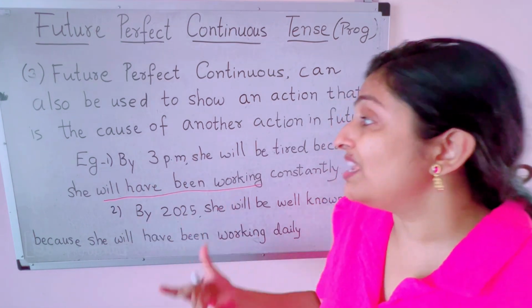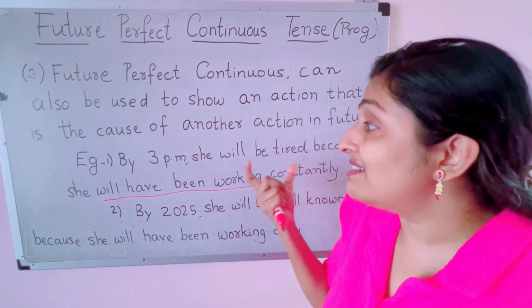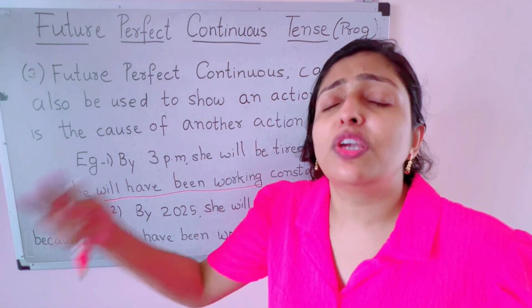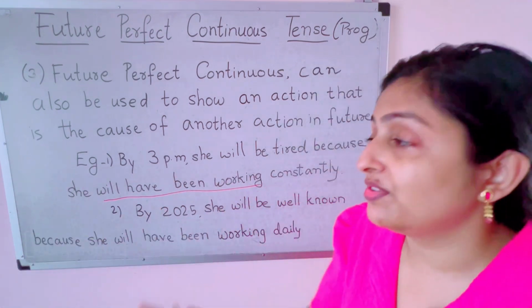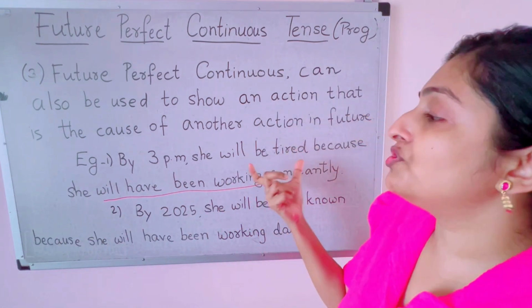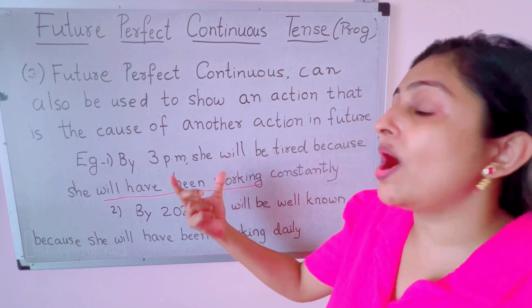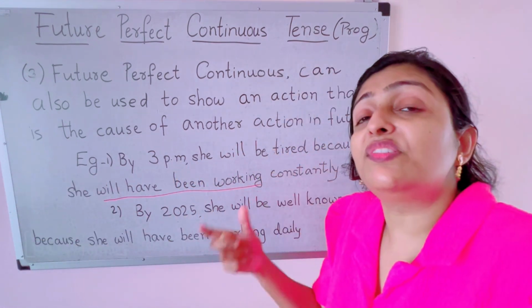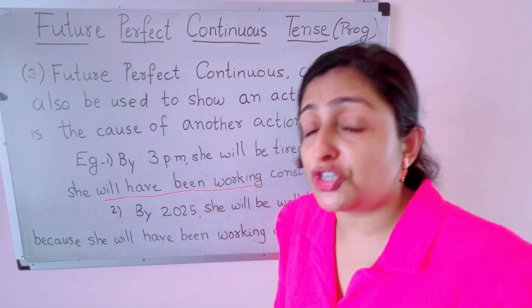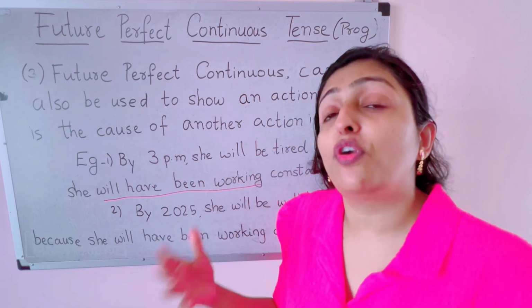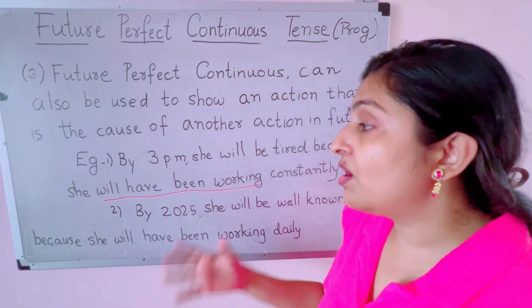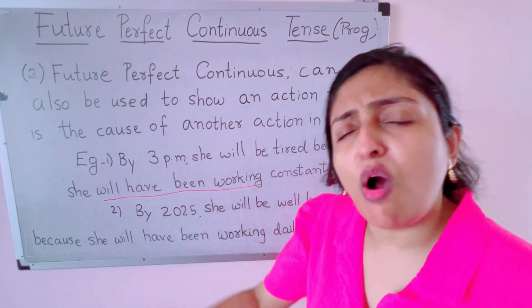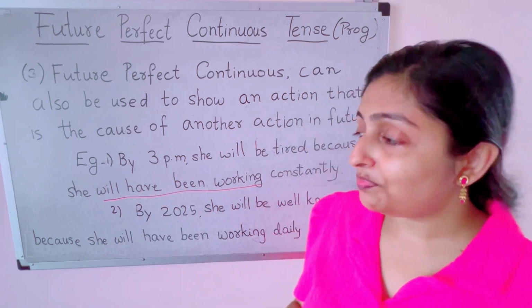What is the reason for her to get tired? Because she will have been working constantly. One action is the reason why another action is happening. So, what is the reason for her exhaustion? What is the reason for her tiredness? Because she will have been constantly working.